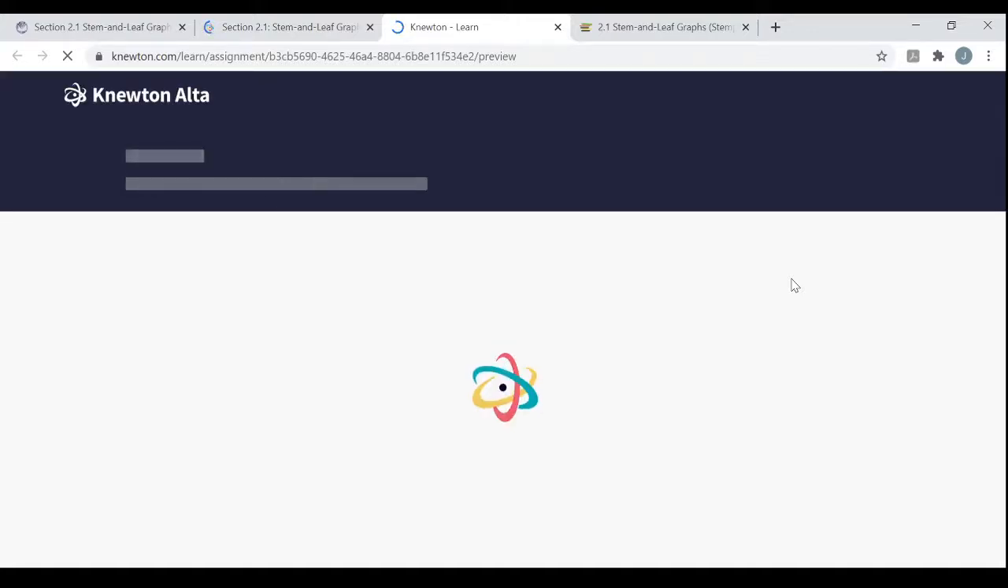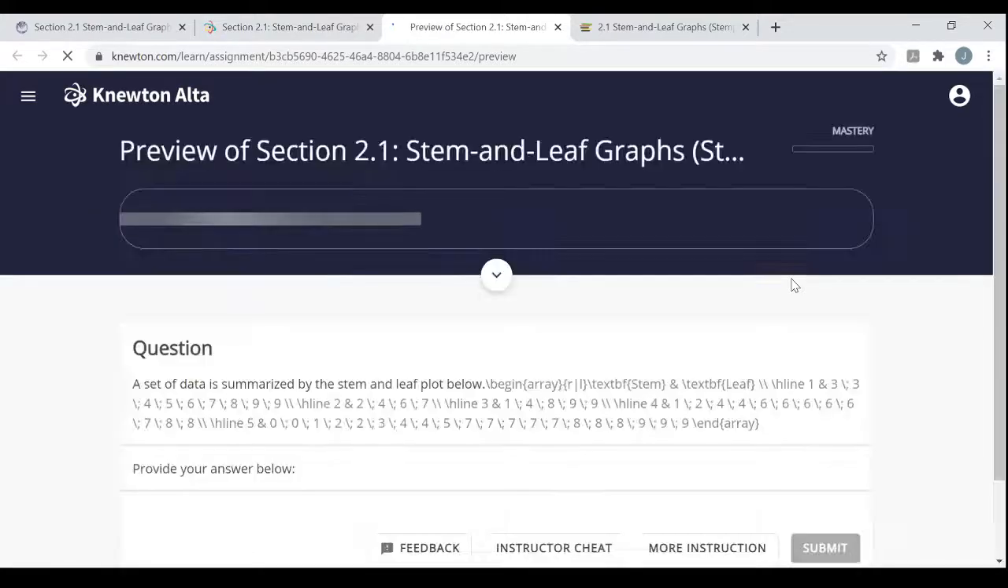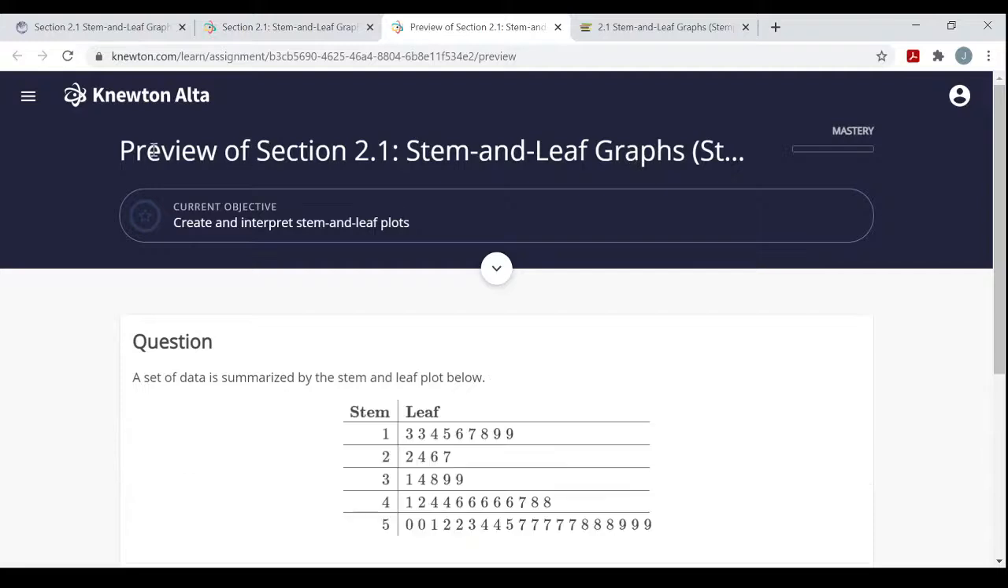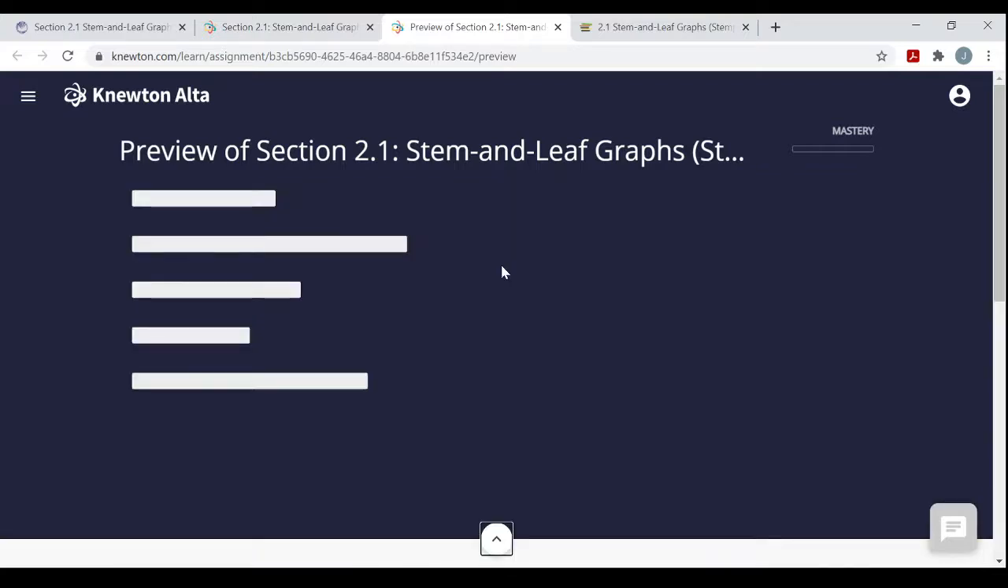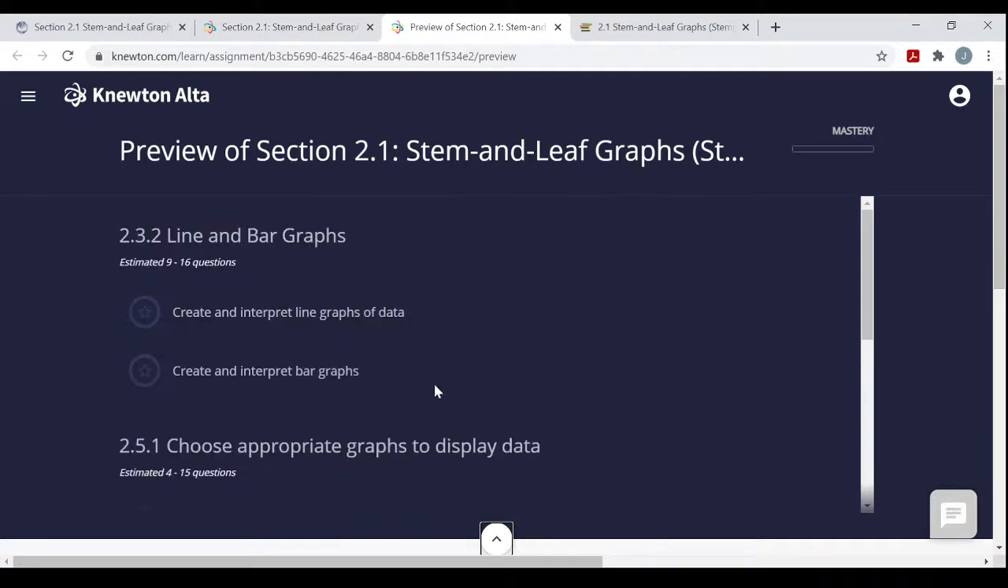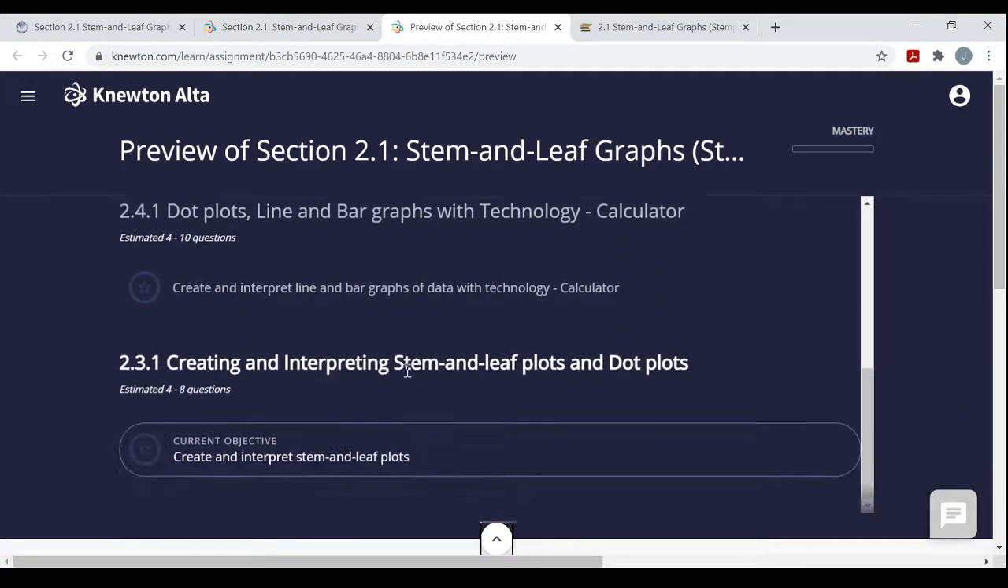You've hopefully by now seen sections 1.1 through 1.4, so you know what to expect these to look like. You have the title of the assignment up here, right? You're not going to see the word preview. Your mastery bar showing you how much you've completed. Current objective for the question below. Then you can click on the down arrow and see all the objectives and the progress you've made on these objectives.